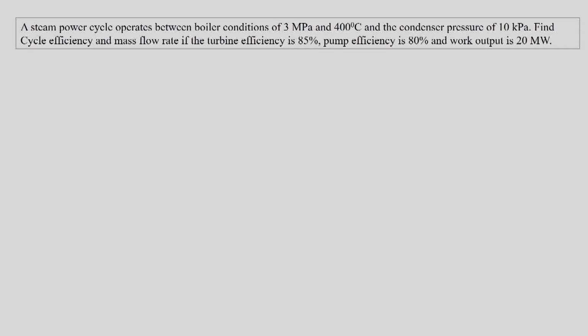This example states that a steam power cycle operates between a boiler condition of 3 megapascal and 400 degrees Celsius and a condenser pressure of 10 kilopascal. Find cycle efficiency and mass flow rate if the turbine efficiency is 85%, pump efficiency is 80% and power output is 20 megawatt. So again we will do it from scratch, where we will first draw the TS diagram for the cycle, where we will denote all the points 1, 2, 3 and 4.